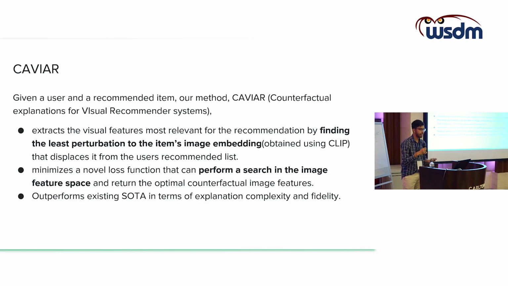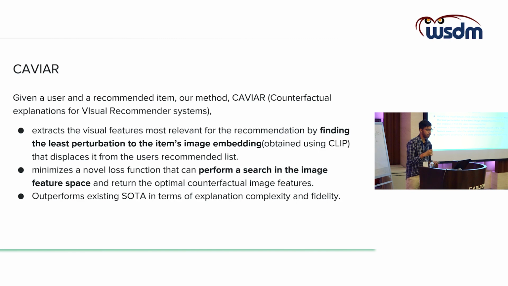We add a delta vector to the item image embedding such that it is displaced from the top K recommended list. To do that, we minimize this delta in such a way that we perform a search in the image feature space and return the optimal counterfactual image features.